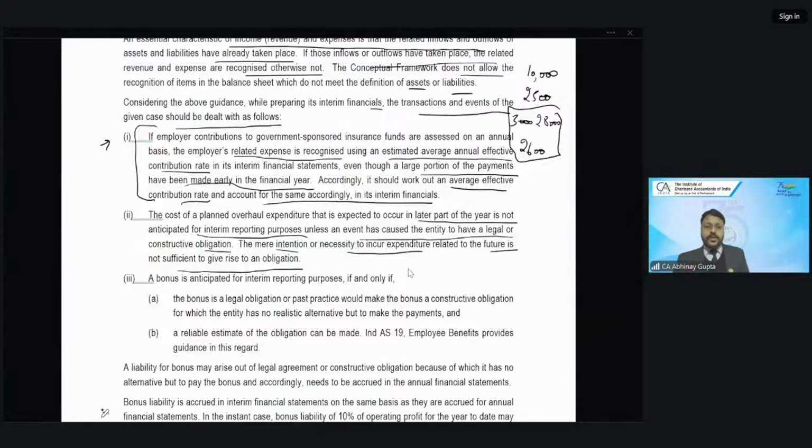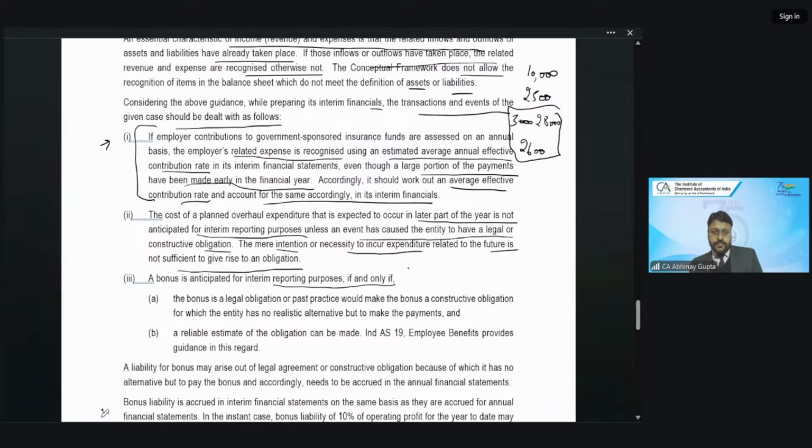Third one, the bonus. The bonus is anticipated for the interim reporting period if and only if the bonus is a legal obligation, or a constructive obligation based on past practice that would make the bonus a constructive obligation for which the entity has no realistic alternative but to make the bonus payment to its employees, and a reliable estimate of the obligation can be made.